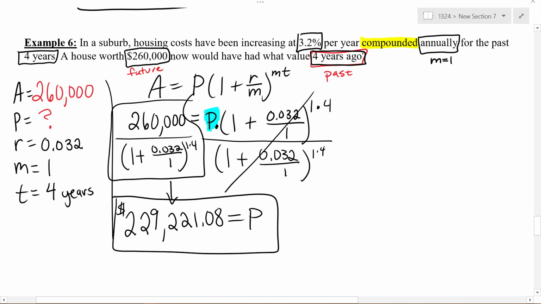All right, so what I found is what the cost of the house would have been 4 years ago that is now worth $260,000.